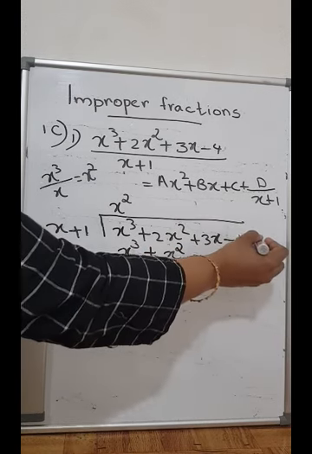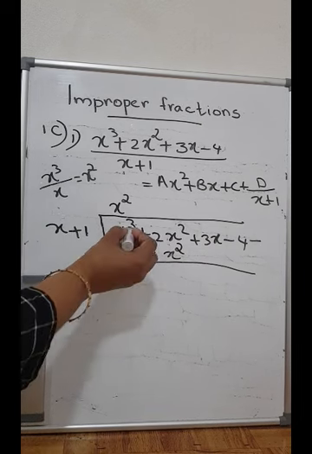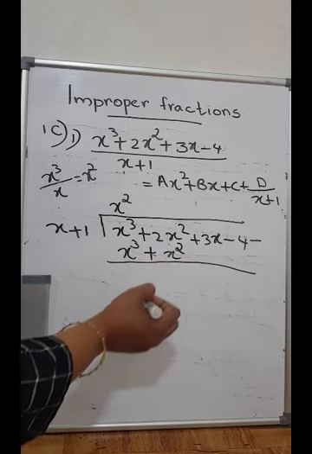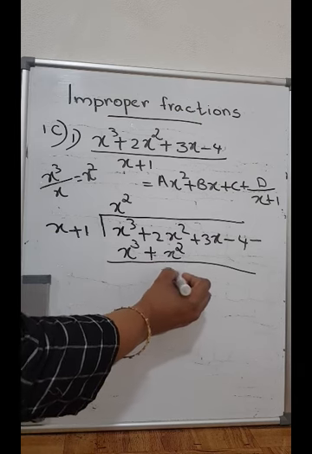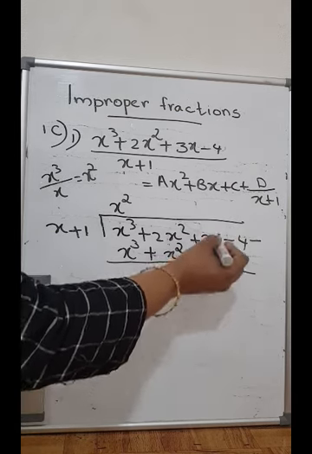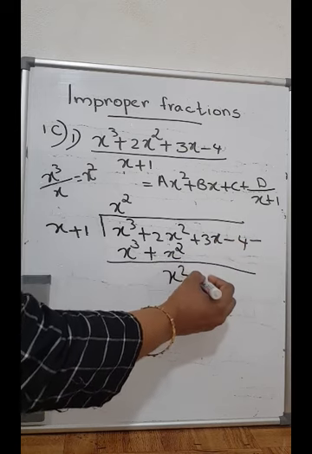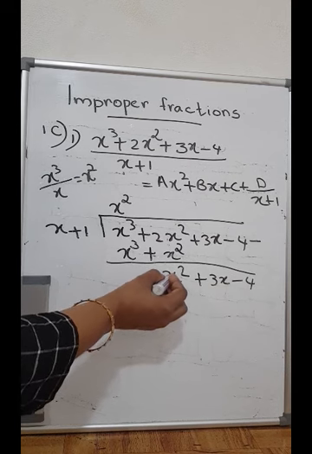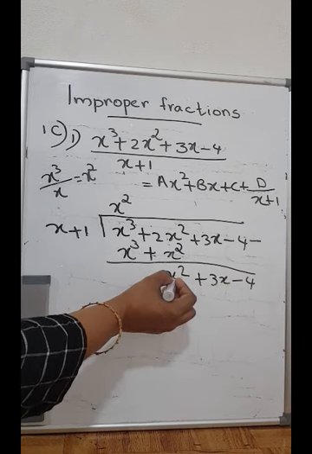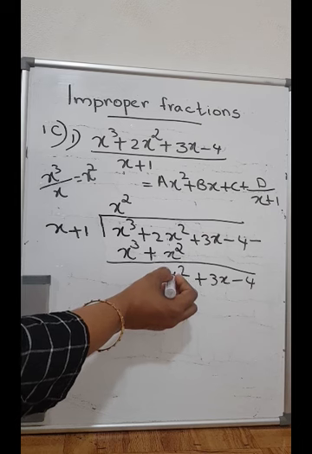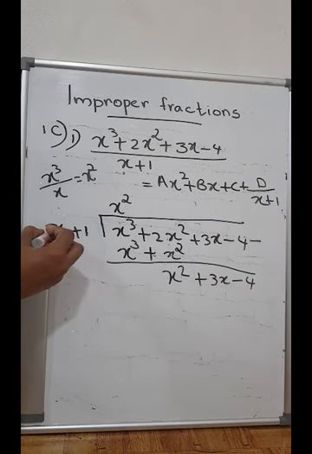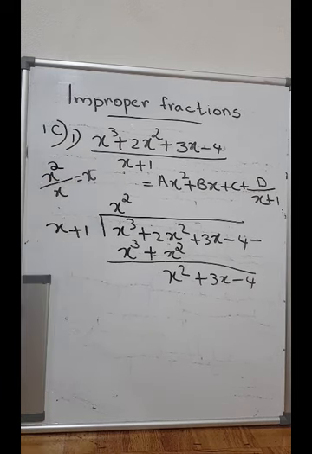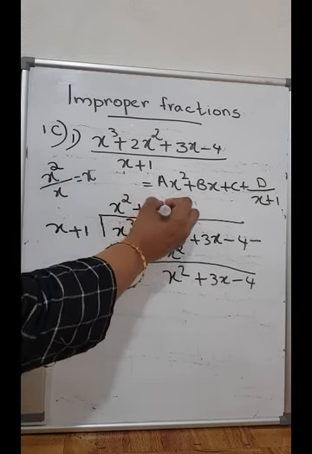Now we need to subtract. x cube minus x cube, 0. 2x square minus x square, that is an x square. Now write down the remaining terms, 3x minus 4. The next term with the biggest degree is x square. So x square divided by x. x square divided by x is how much? Just an x. So put that plus x here.